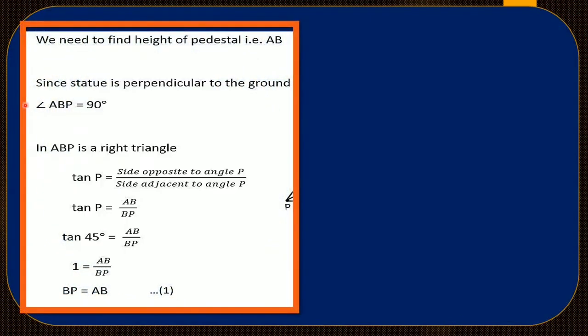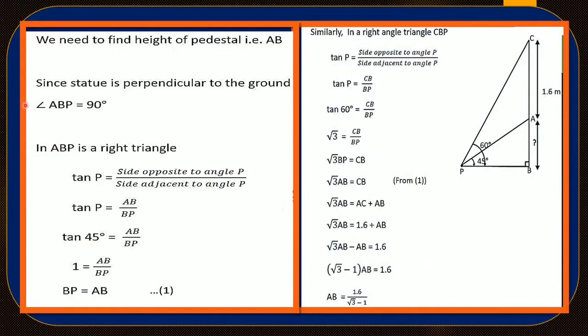Now students, you will see how to solve it further, as we need to find the height of the pedestal. We'll consider the pedestal as AB according to this figure. Since the statue is perpendicular to the ground, it makes a 90 degree angle. Now first of all we will consider triangle ABP, in which we have to find AB, and you can observe BP is also missing. So in this case, first we'll consider tan P is equal to AB upon BP. Put the values: tan 45 degrees is equal to AB upon PB. As you know tan 45 degrees is 1, which gives AB is equal to BP. Call this equation number 1.